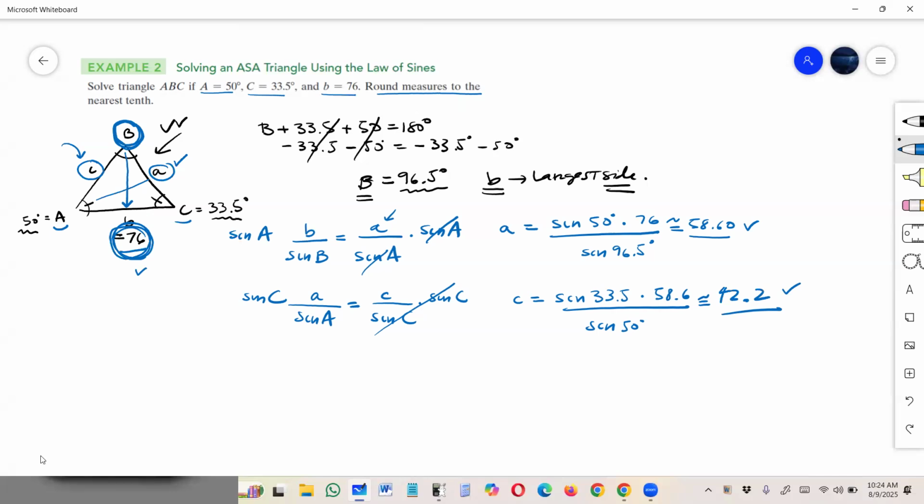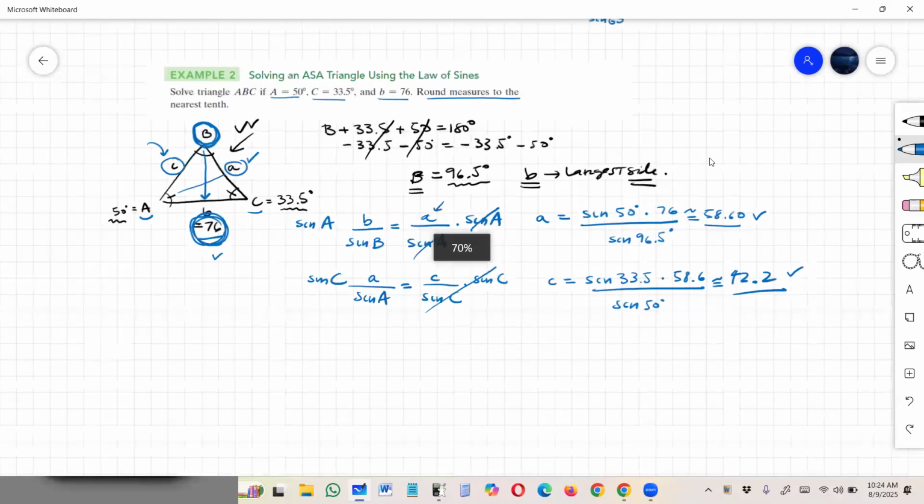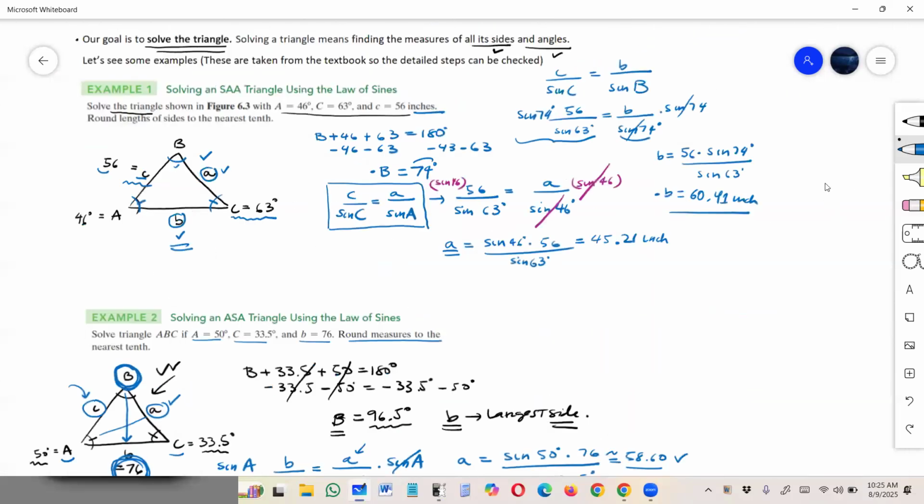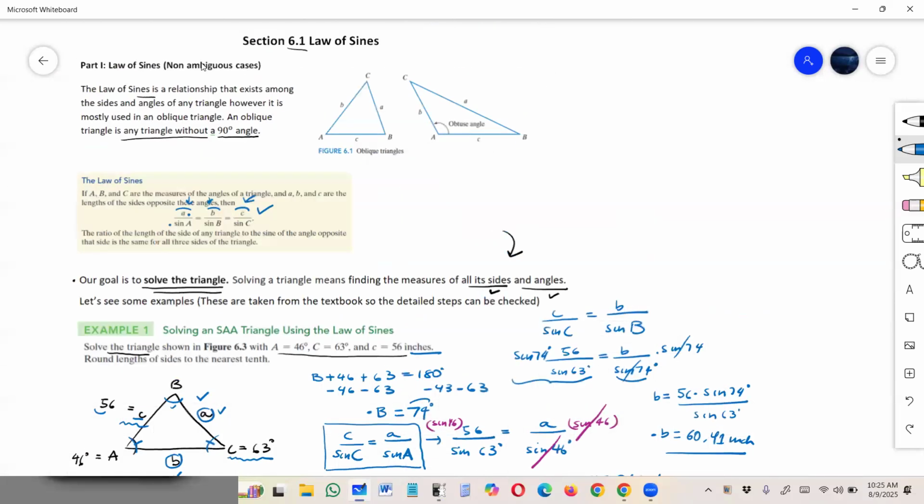And that's the end of the problem. So this is exactly all that we have to do in section 6.1, the first part with the non-ambiguous cases. It's very simple. The answer is always one solution, or maybe if they gave you something that is not a triangle, and it's going to be obvious. And I guess in the next case, you'll see that example.